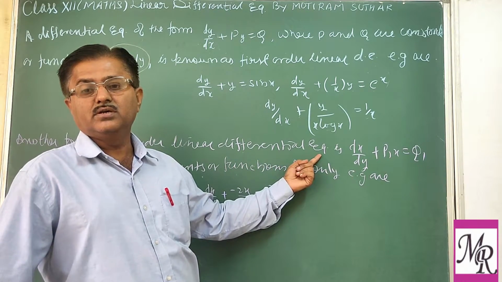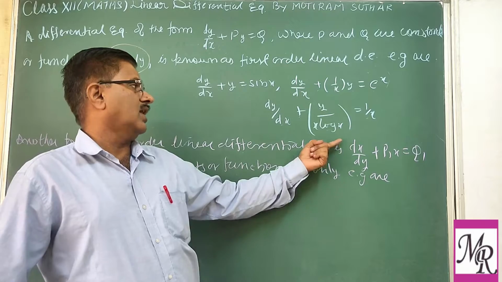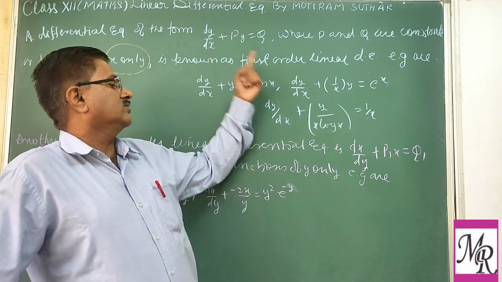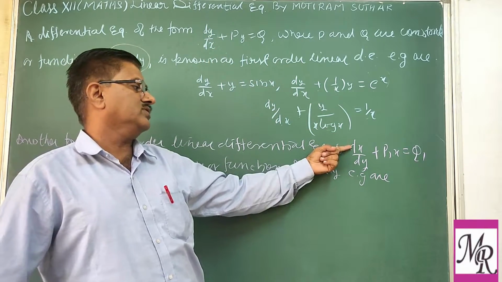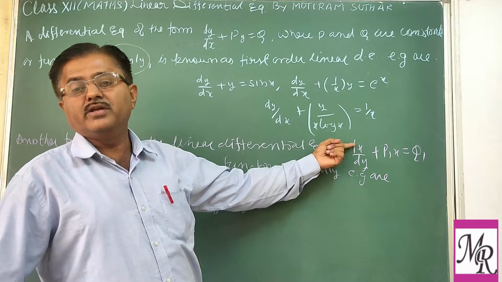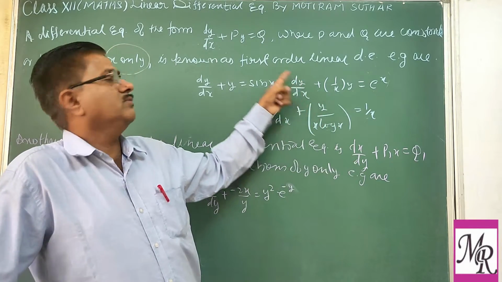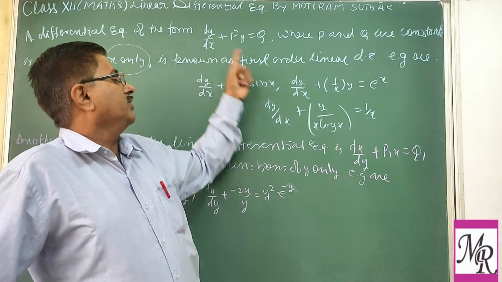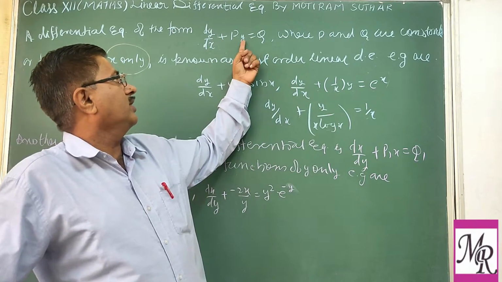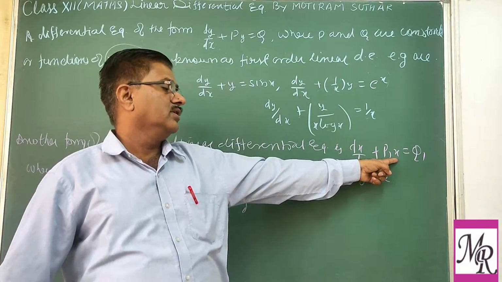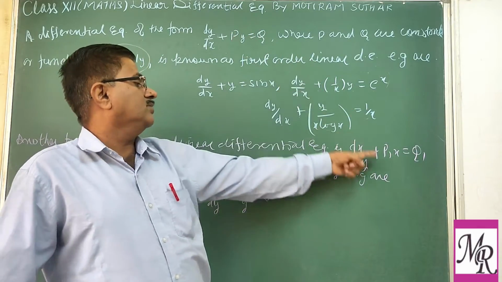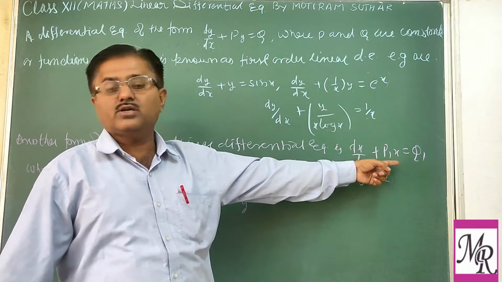Now one more form is given, another form of the first order linear differential equation. Suppose some differential equation can be written in the form of dx upon dy. So we are only changing the numerator and denominator. Then the corresponding y is replaced by x, P by P1 and Q by Q1.